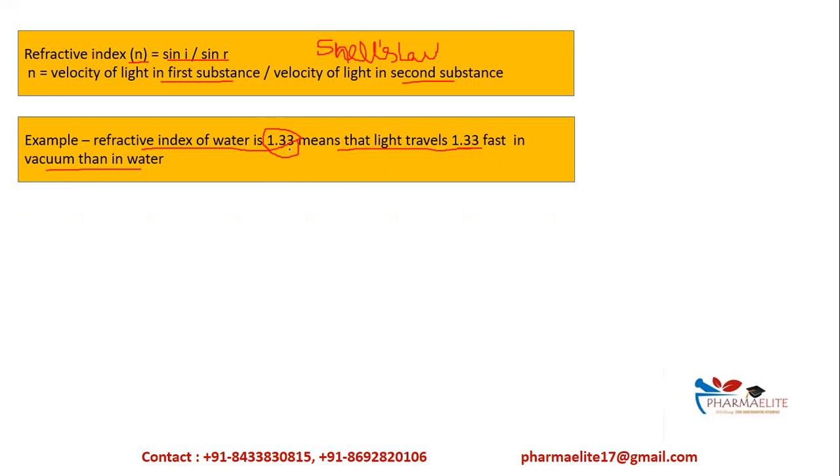See, whatever the value is given, light travels that many times faster in vacuum and not in your medium, because in a medium it will always be slower as your medium is denser. So light travels these many times faster in vacuum with respect to your medium, that is water.